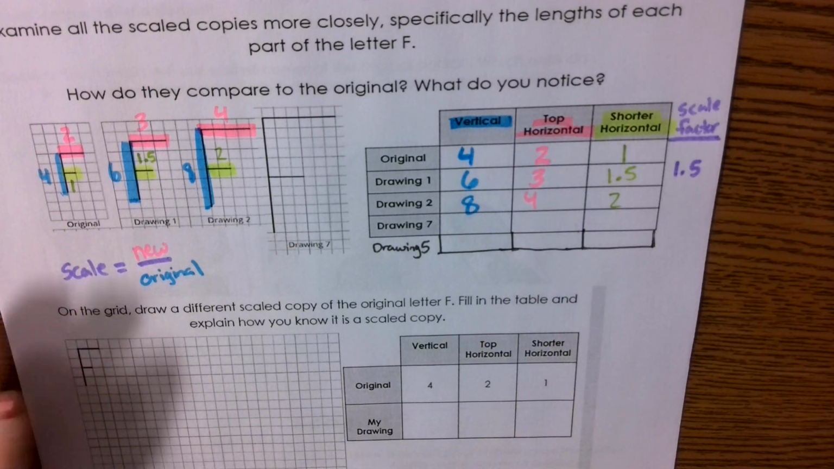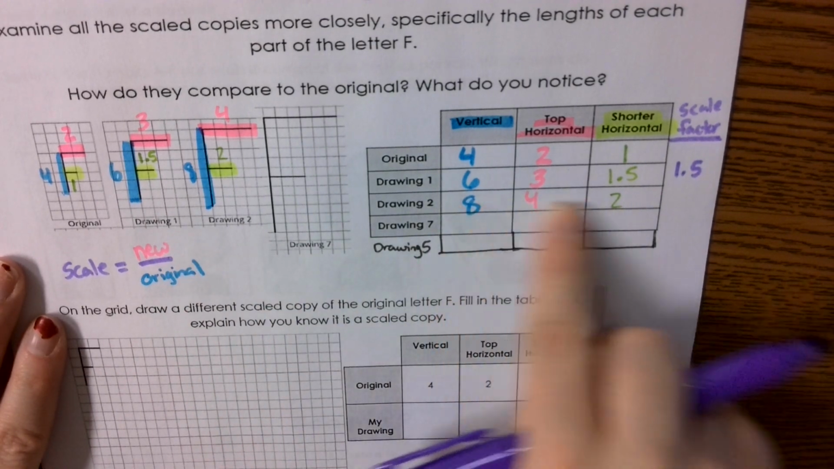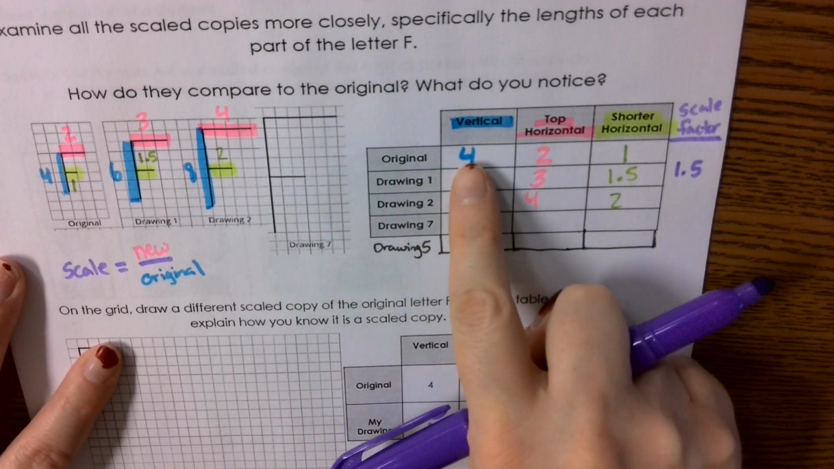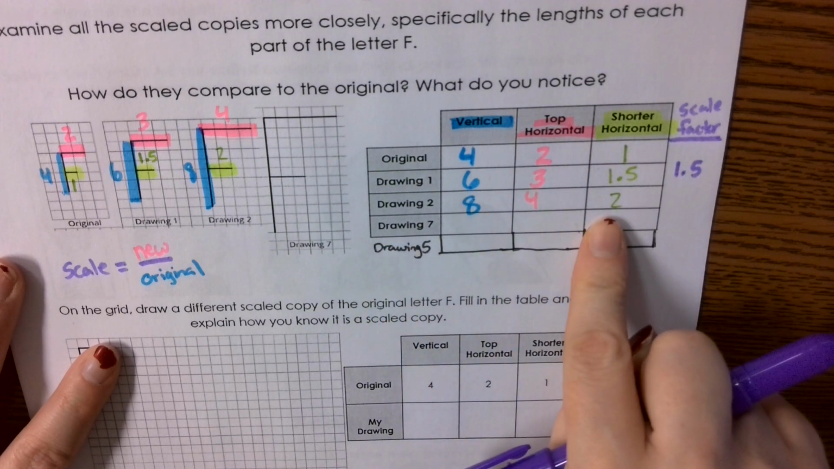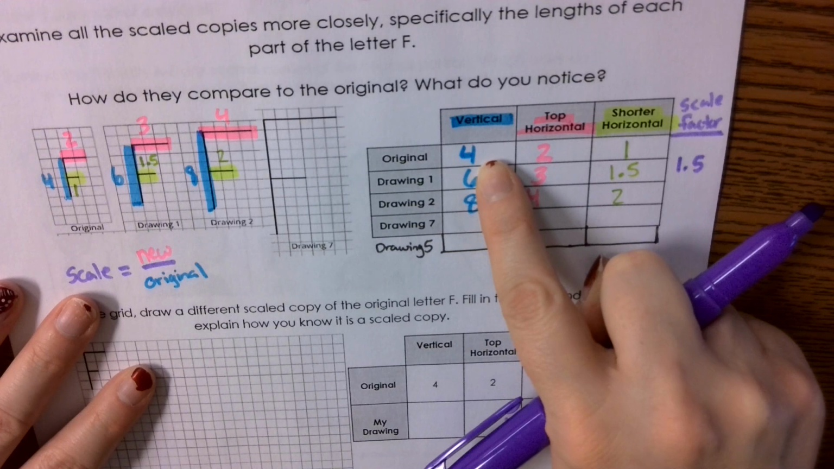Okay, so then who can tell me what was the scale factor, the original to the drawing number 2, what was the scale factor going to be? Come on, take your new measurements and divide them by the old measurements. What would that give us, Daniel? 2, right? 8 divided by 4.